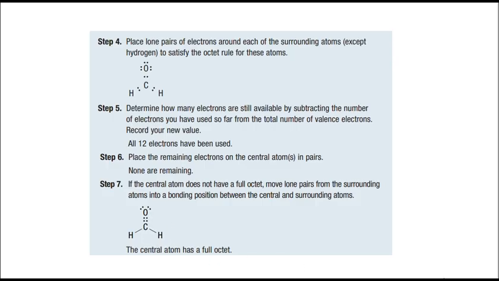And if the center atom does not have a full octet, we have to move lone pairs from the surrounding atoms into a bonding position between the central and surrounding atoms. So in this case, we have to move this lone pair to here. Now the center atom has a full octet.